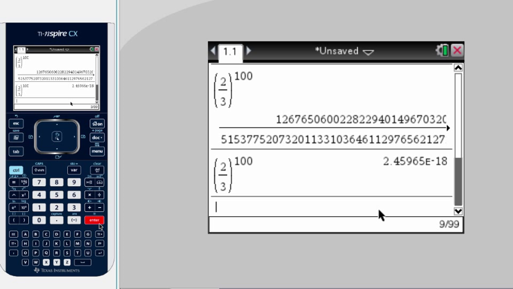And so we've seen how to change an answer in TI Nspire CX from a decimal to a mixed fraction to an improper fraction. You should be able to control the output. It'll make your use of the calculator a lot better.